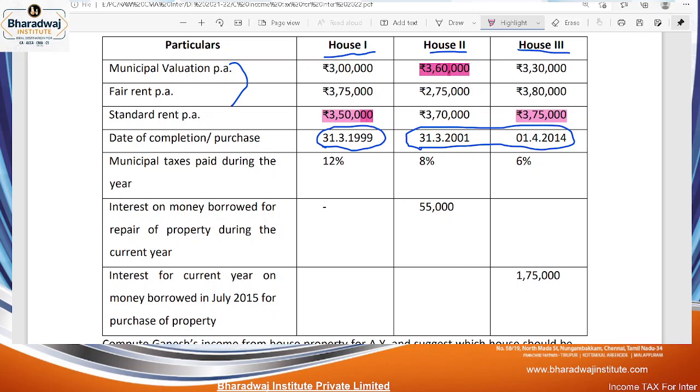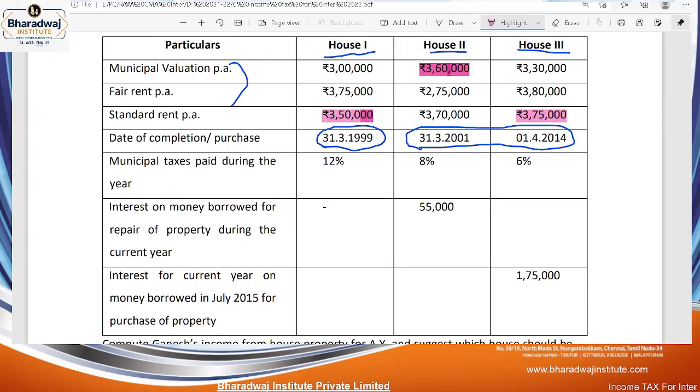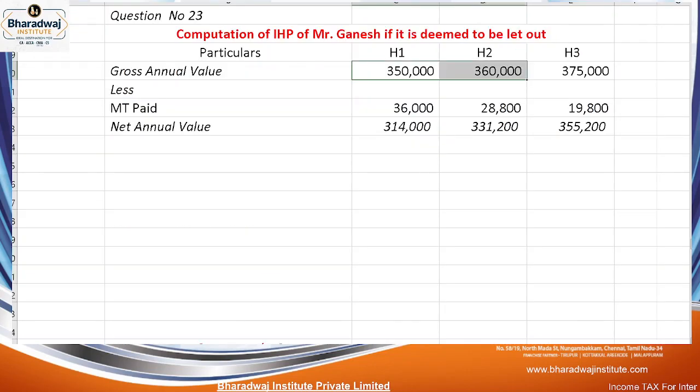Once again, 3 or 375, whichever is higher, then that amount with 350, whichever is lower. Next, 360 or 275, whichever is higher, that with 370, whichever is lower. House 3, 330 or 380, whichever is higher, then that with 375, whichever is lower. That will give us gross annual value. Municipal tax is 12% of municipal valuation. So 3,50,000, 3,60,000 and 3,75,000 is the gross annual value.